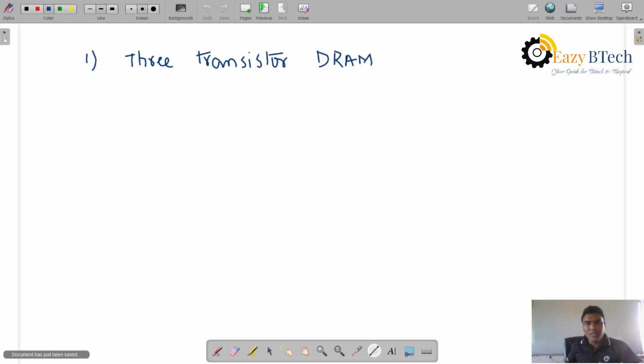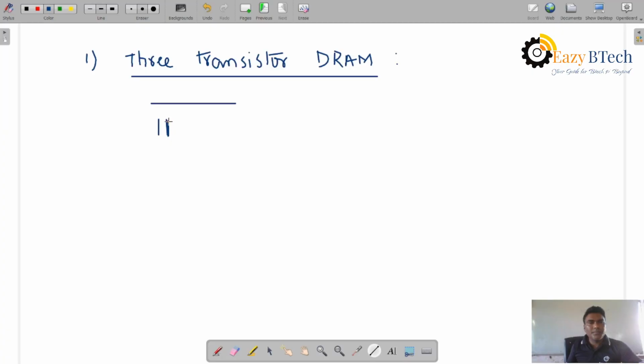Okay, let us see the design part: how the data will be stored in this. Let us see the design structure using MOS transistors. This may be asked in examinations: explain about DRAM. You can write the DRAM and the 3 transistor memory cell.